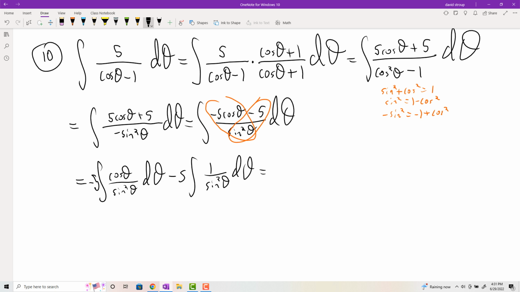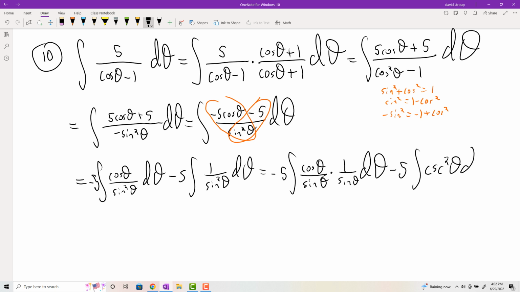Okay, I need to then turn these guys into something I can work with, something I can integrate. So if you rewrite cosine over sine squared as cosine over sine times 1 over sine, that's going to do it for you, because that'll give you a cotan times cosecant, and we know that's the derivative of negative cosecant. The other one, minus 5, 1 over sine squared is the same as cosecant squared. And of course the derivative of cotan is cosecant squared, so the antiderivative.